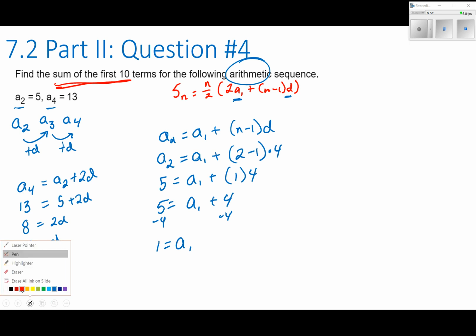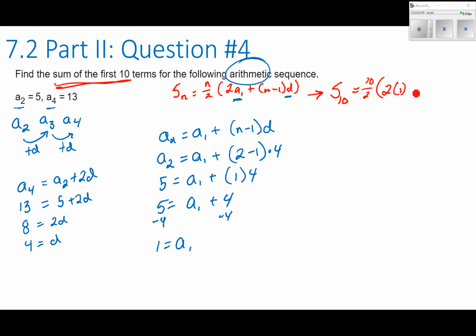So now I can go back to my formula and start to work. S sub n, I want to find the sum of the first 10 terms. My n is 10, divided by 2, times 2 times a sub 1, well, my a sub 1 is 1, plus 10 minus 1 times 4. So now we have all the numbers to fill in those missing pieces. When I work all this out, 5 times 2 plus 9 times 4, you can put that in your calculator, and it ends up being 190.